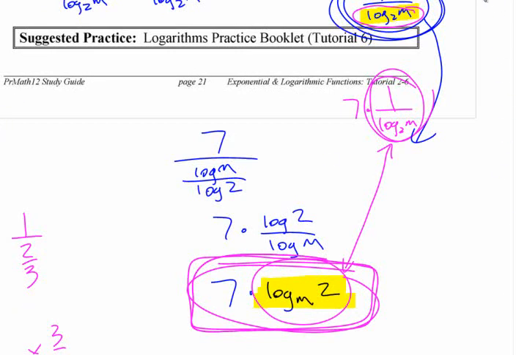Any questions about that before we start talking about some graphing? Switch gears here a little bit.